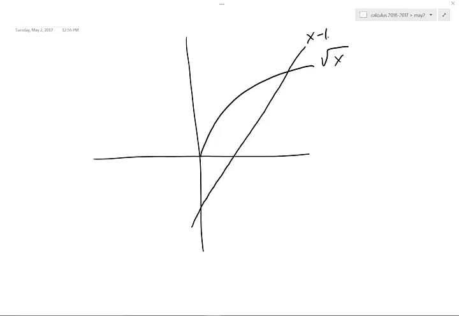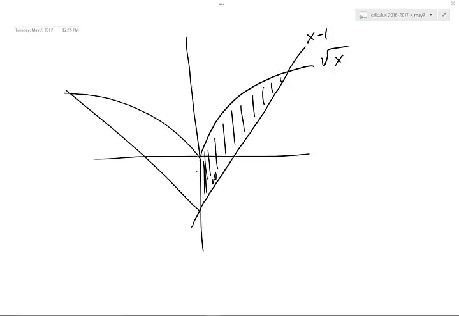Now, I would like to take this piece right here and rotate it around the y-axis. Therefore, it will look like this. Oh my gosh, it's like a heart or something. About as good as I draw them normally. Now, I'd like to find the volume of that.